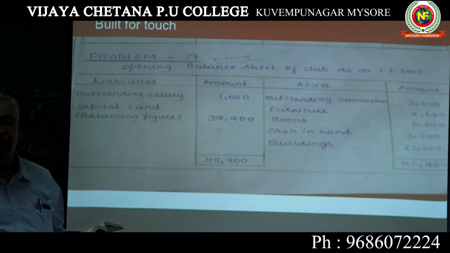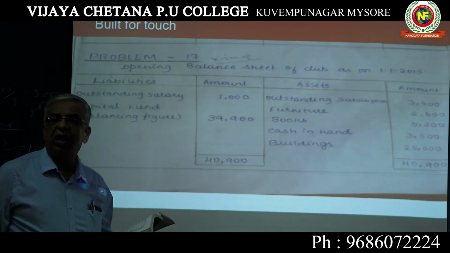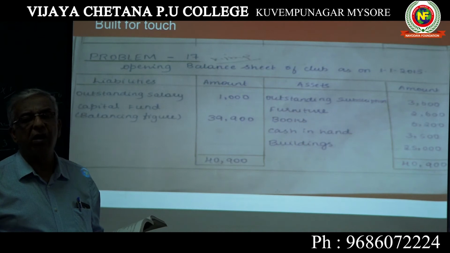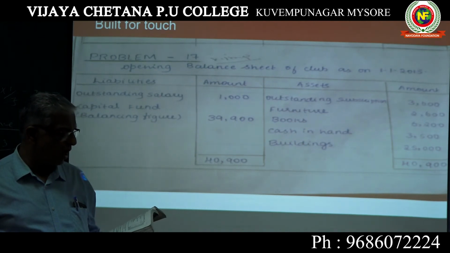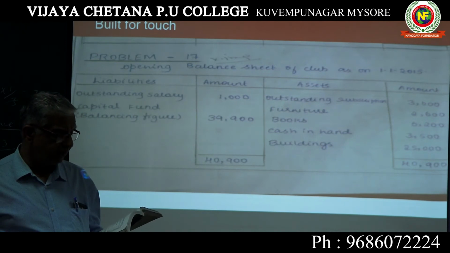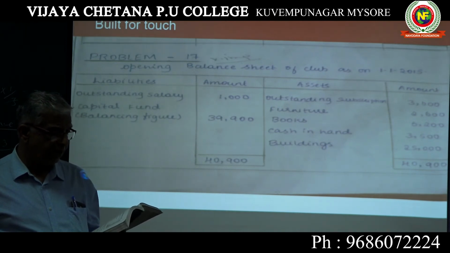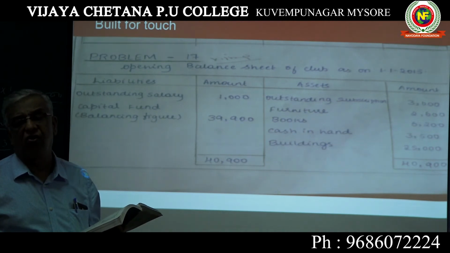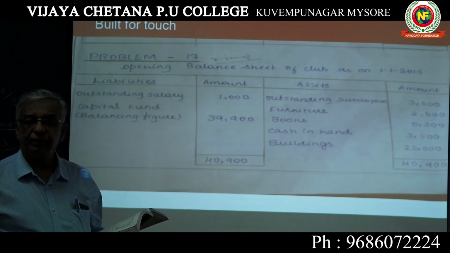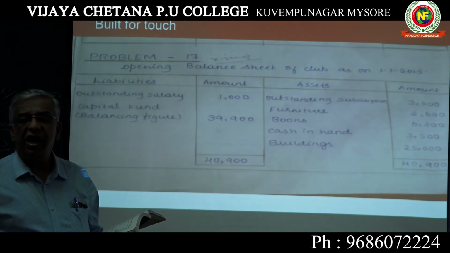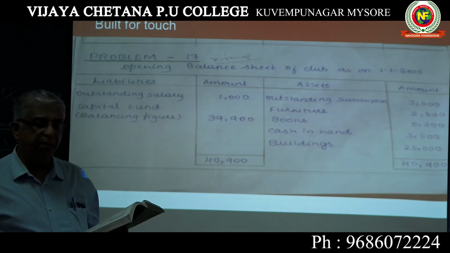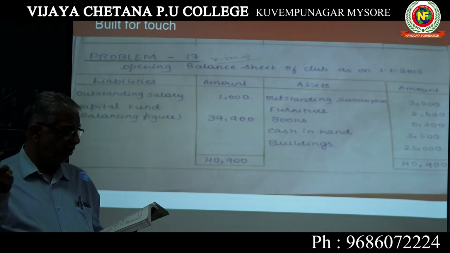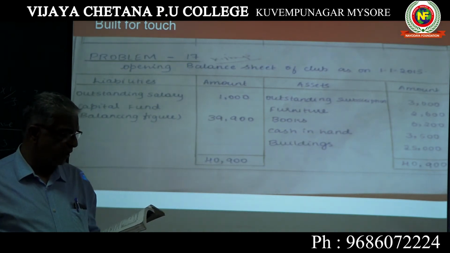Apart from this, students, here he has given additional information. This is very important because while finding out the capital fund, we have to take this additional information into account. A here is given: the club has 100 members, each paying an annual subscription of rupees 900. So in this club there are 100 members in total, and each member is supposed to pay an annual subscription of rupees 900. That you have to take into account in the income and expenditure account.